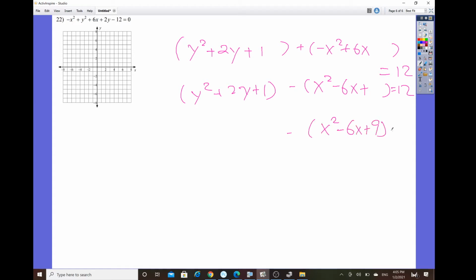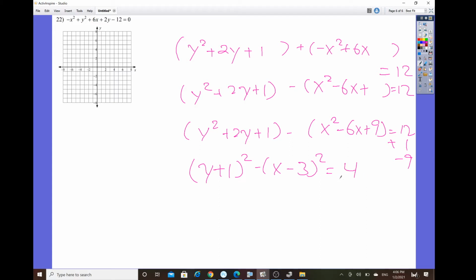Now, we've got to be very careful. It looks like we're adding 9 on the left-hand side, but remember, since we took out negative 1, we're actually adding negative 9. So on this side we add 1, and then subtract 9. So factor it: we do have y plus 1, quantity squared, minus x minus 3, quantity squared. So 12 plus 1 is 13, and 13 minus 9 would be 4.